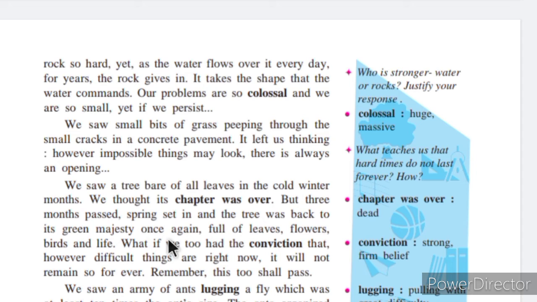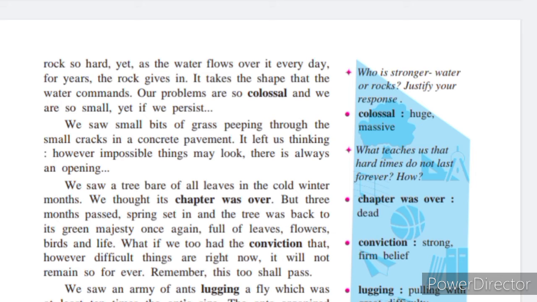So the tree, मतलब जिसके सारे पत्ते झड़ गए, सब पत्ते झड़ गए, वो tree is now bare. अब हमें सबको लगा कि इसका चैप्टर खत्म, it's finished, but 3 months after, in the spring, again it came back to its green majesty, फिर से सारे leaves आ गए, सब कुछ फिर से आया.